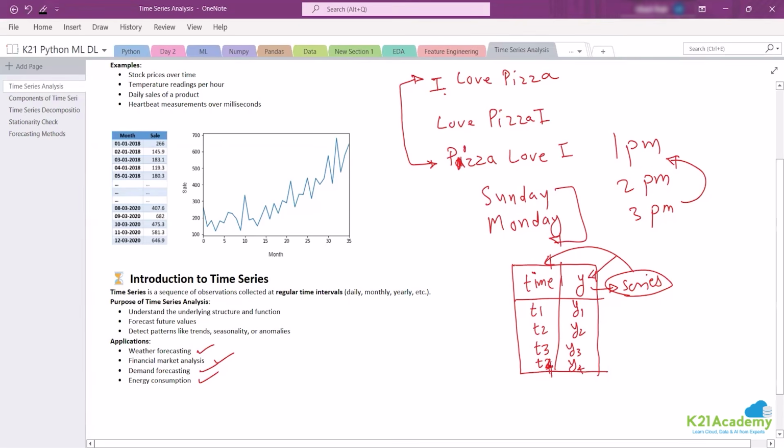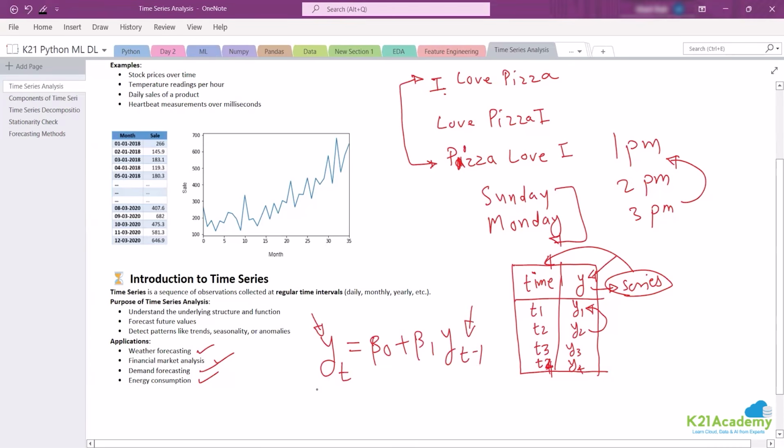In time series data, the current value always depends upon the previous value. So the relationship between the current value and the previous value will be created like this. If we consider the current timestamp, the value will vary like this. Here this one is the dependent variable and this one is the independent variable.